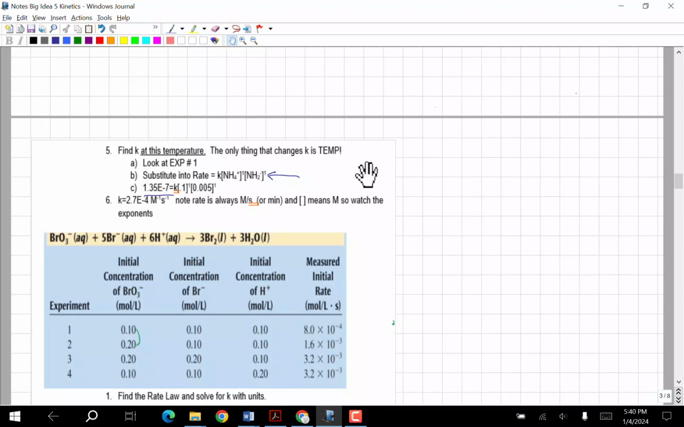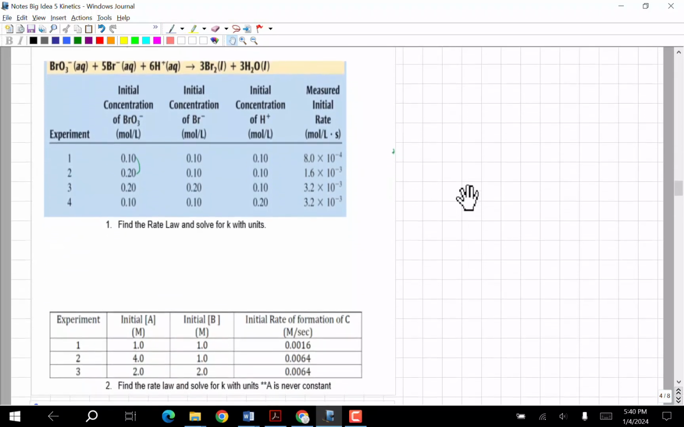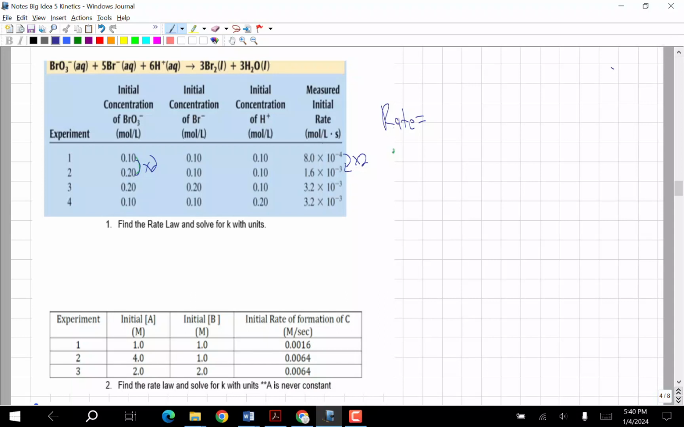Yeah, I like to do more. These are annoying in the beginning, but we'll get good at them. So looking right here, this doubles, and these other ones are constant. So what happens here? This is times 2. So that means I'm going to do rate equals K times BrO3 negative, Br negative, H positive. Okay, so notice these are the same. If these are the same, it's first order.